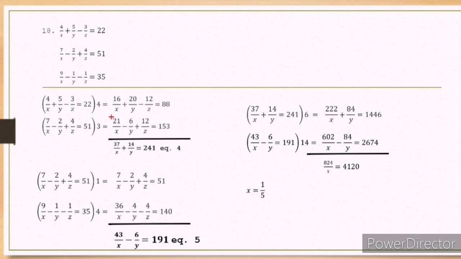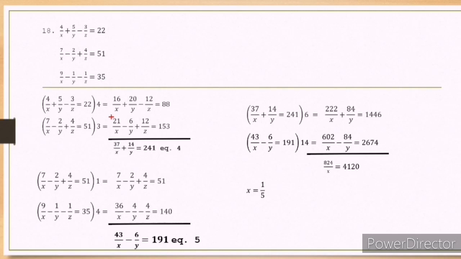Then 16 over x plus 21 over x is equal to 37 over x. 20 over y, then 6 over y is equal to 14 over y. Then 12 over z and 12 over z is equal to 0. Then 88 plus 153 is equal to 241. Equation number 4 is 37 over x plus 14 over y is equal to 241.